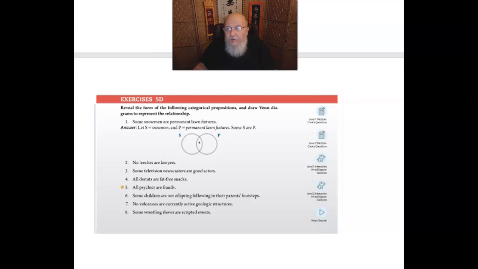Now consider the exercises in the book, which you're going to be working on for me, right? And these are the kinds of things you'll see on the exam too, right? So we have here some snowmen are permanent lawn fixtures. So we let S equal snowmen and P equal permanent lawn fixtures, and we put the little X there, right?